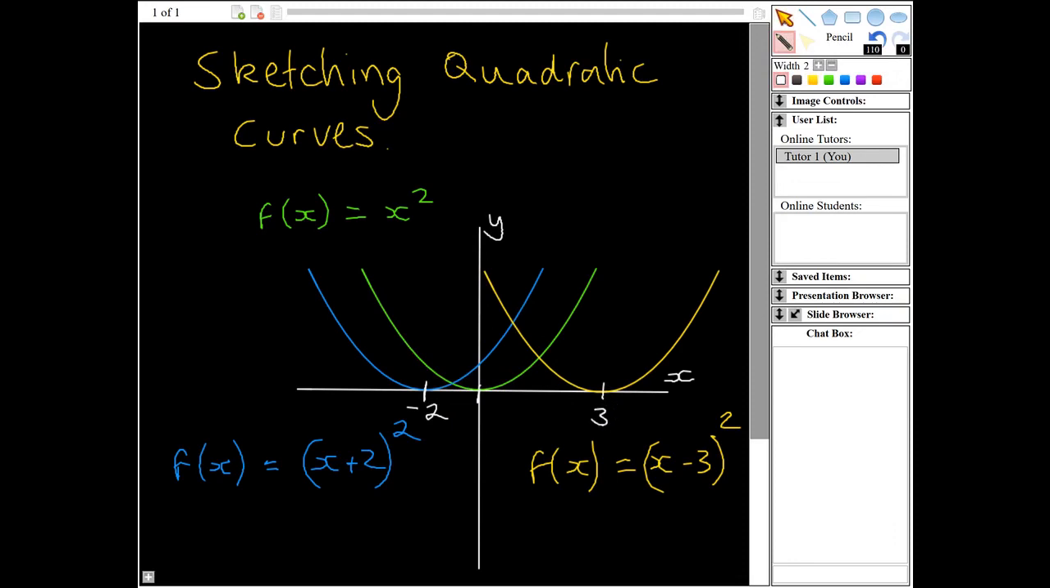So because I'm doing changes to the value of x before it runs through the function, the +2 here would shift it 2 to the left, and the -3 here would shift it 3 to the right.